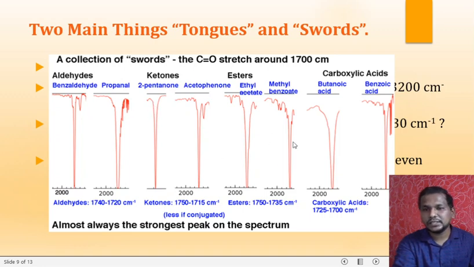Just now we saw the sword shape, and this comes around 1630 to 1850, and mostly these peaks are sharp, just like a sword. So this is going to help us. In the aldehydes, in the ketones, in the esters, as well as in the carboxylic acids, all these peaks are present, C double bond O. So this particular region is going to help us decide the carbonyl group.